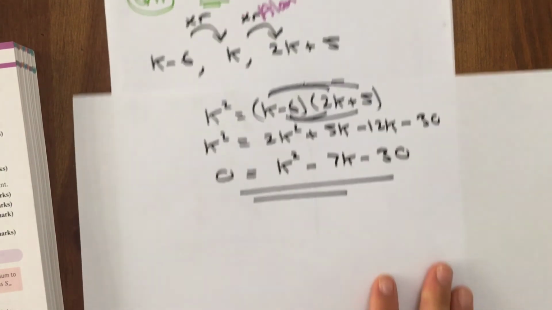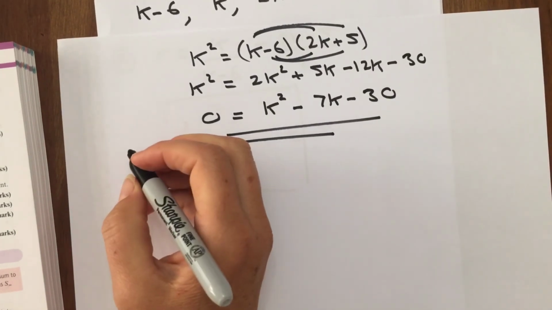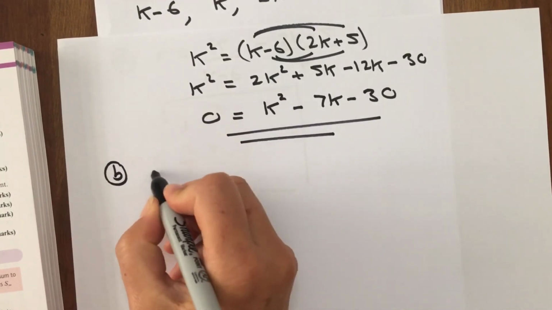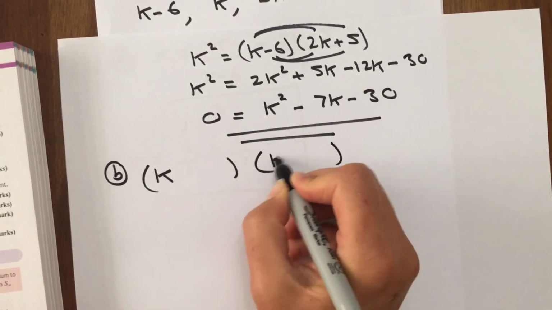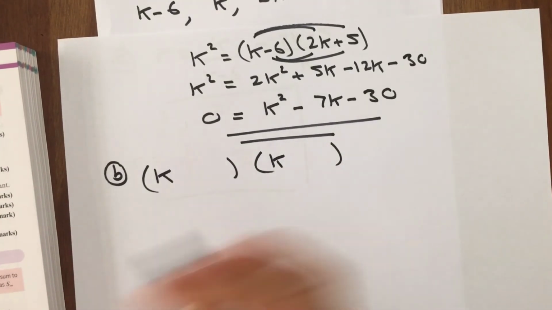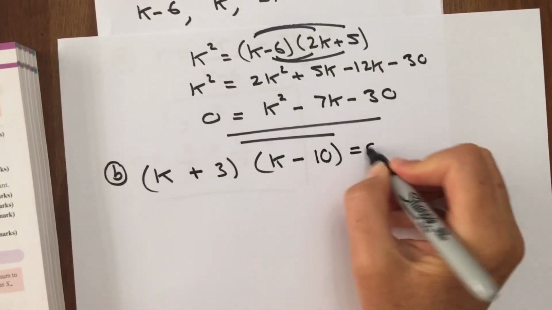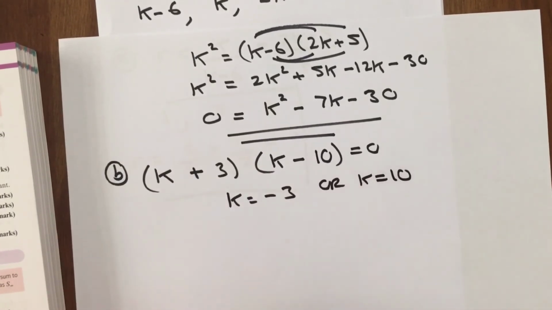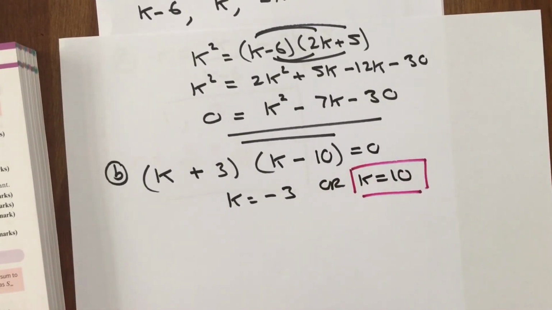Right, now part B. Part B asks us to find what k is. Okay, so I'm sure we can do that, and I'm sure it will factorise. Yeah, it does factorise, so just factorise this quadratic. Okay, so I'm going to factorise it. 3 and 10, yeah, that's a good one, 3 and 10. And I want the 10 to be negative. Okay, so k is negative 3, or k is 10. However, you're told k is positive at the beginning, so that's my answer.